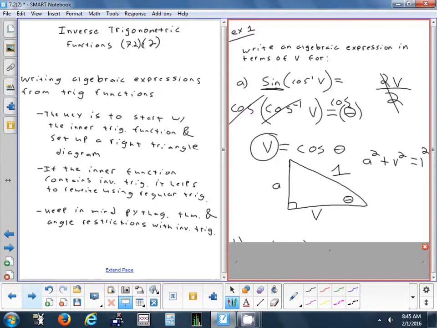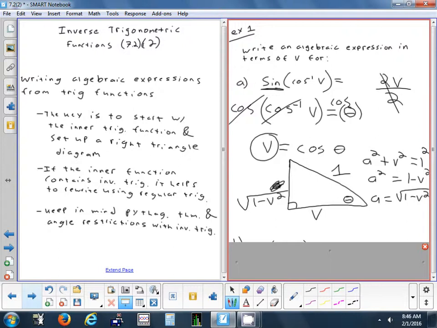Remember, I'm trying to get A by itself. So I'm going to subtract V squared. And my last step, I have to get rid of this exponent. We'll take the square root. So A is the square root of 1 minus V squared. When you do this, you're going to see this kind of stuff a lot: square root of 1 minus something squared. That's the length of the side opposite. That's the hard part. That's pretty much the whole problem.